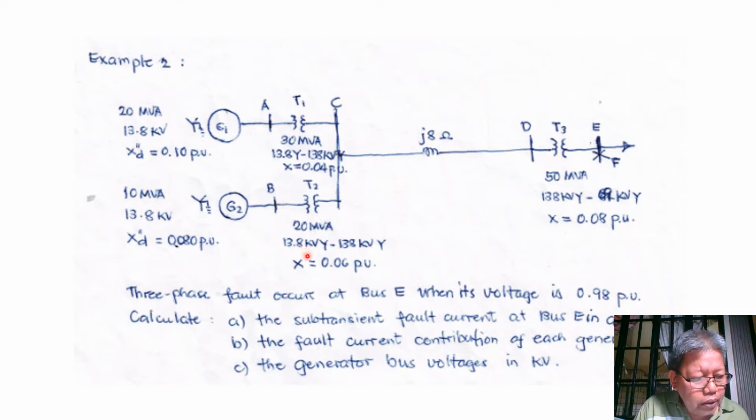And then letter C, we have to compute for the generator bus voltages, in kV. So meaning, we are going to get the value of the bus voltages at bus A and bus B, both in per unit and actual, because we cannot get the actual unless we first solve the per unit value.